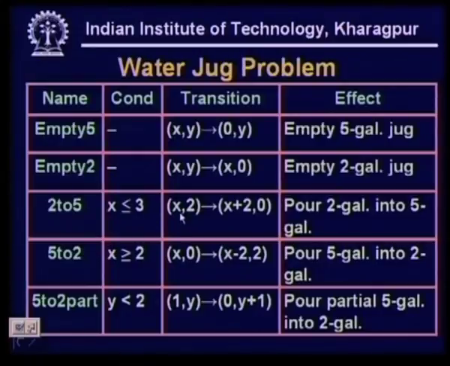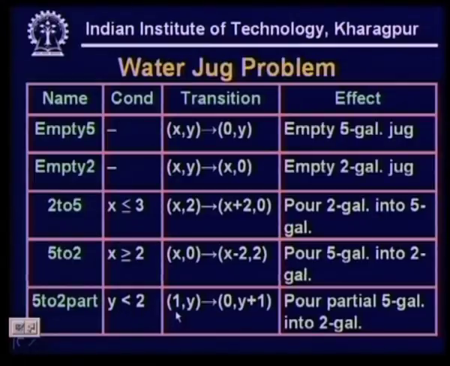So, pour 2 gallon into 5 gallon. So, this 2 gallon it comes here. If you pour from 5 to 2, you can apply this only if x is greater than 2, that is, the 5 gallon jug initially has more than 2 gallons of water. In that case, (x, 0) will give you (x minus 2, 2).